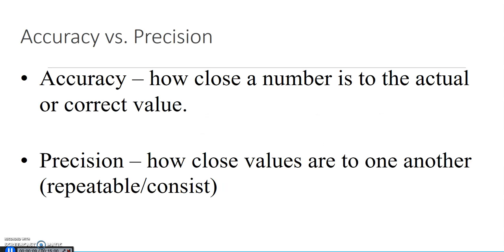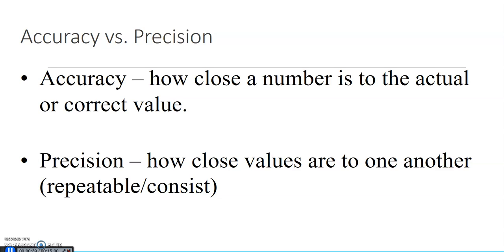So when we talk about our measurements, we talk about them in terms of accuracy and precision. Accuracy is how close a number is to the actual or correct value. So how close your measurement is to the known value for that measurement. And precision is how close your values are to one another, or how consistent your results are.